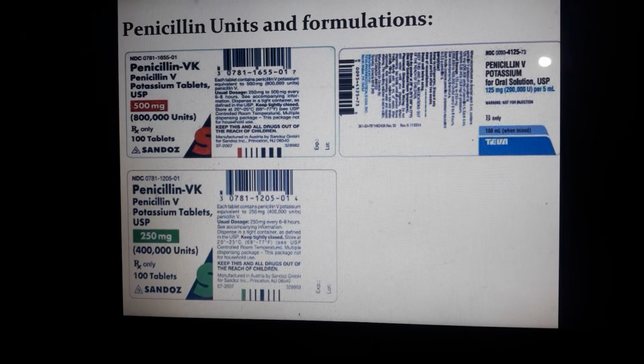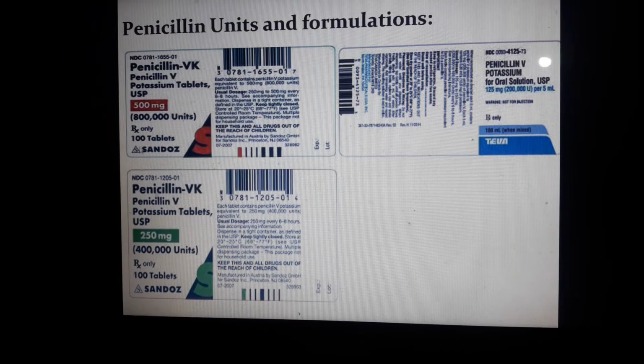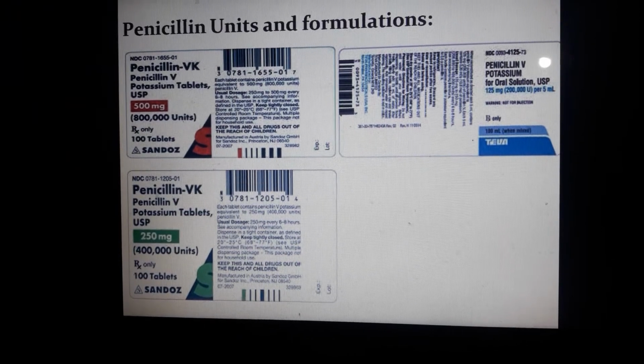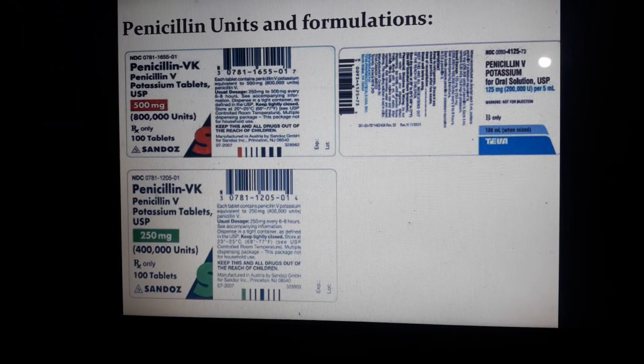To continue our discussions, we go now to penicillin units and formulations. We have penicillin VK, penicillin B, that is almost 800,000 units by Sandoz. Sandoz is a company that also manufactures penicillins. Then we have 400,000 units and 200,000 units by Teva and others. We also have preparations of 1.5 million units or 1 million units of penicillin G.